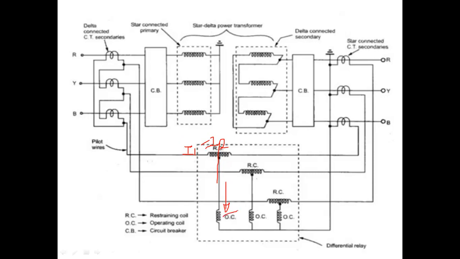Okay, through this operating coil. So when this current is flowing through the operating coil, your relay will operate. So for all the three phases, for R phase, for Y phase, and for B phase, all three phases are connected to this restraining coil, and then these are connected to the operating coil. So that's why it is called the differential relay. Differential relay means the difference of current is flowing through the operating coil.